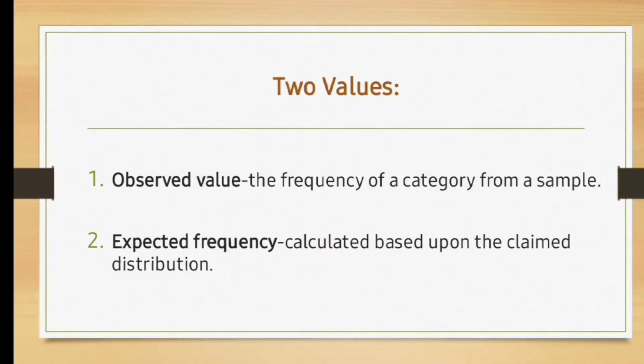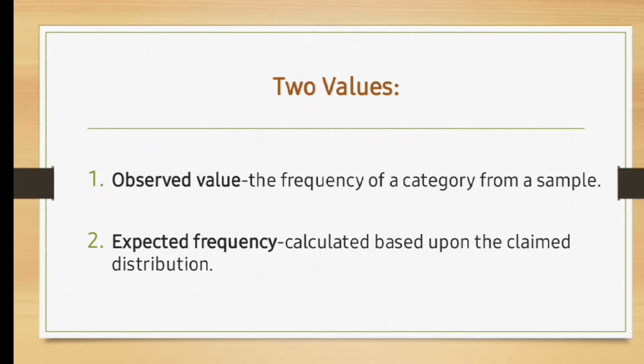So two values are involved. First one is the observed value, which is the frequency of a category from a sample. And the other one is the expected frequency, which is calculated based upon the claimed distribution. The frequency is expected to be the same for each category, or equal frequencies.